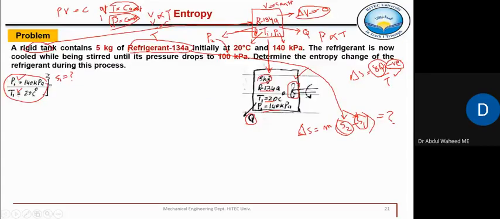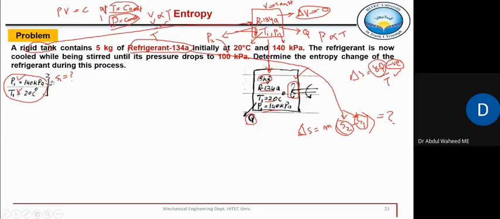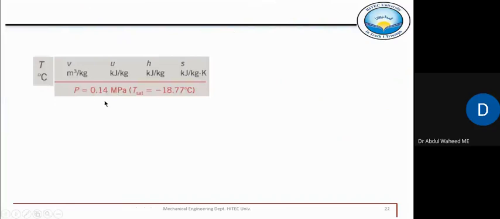And this pressure's T sat is minus 18, very low. And what is our T? That is 20 degrees Celsius, which is greater than T sat. So it means that the substance at this pressure and this temperature is superheated. So the initial state of this R134A is superheated. Right, so we have to see the table of superheated steam at 20 degrees Celsius.